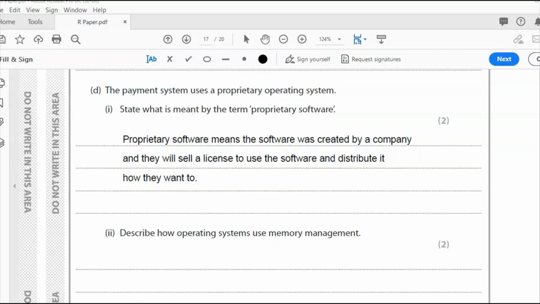Whereas with open source, it's usually free, which is the opposite. It's usually free and you can do anything you want with the code behind it. You can distribute it how you want. Whereas with proprietary software, you can buy it, but you cannot distribute it yourself. You cannot share it with other people.